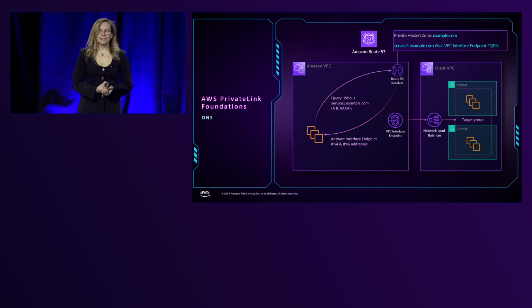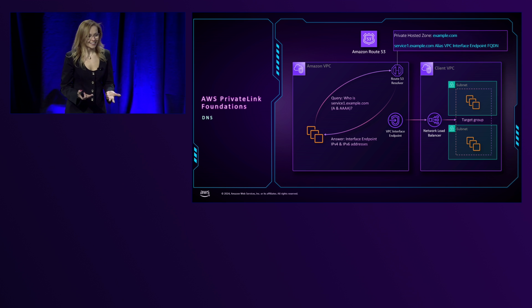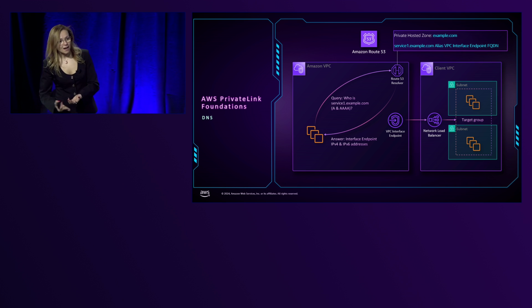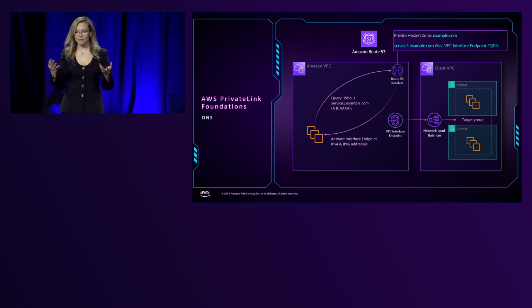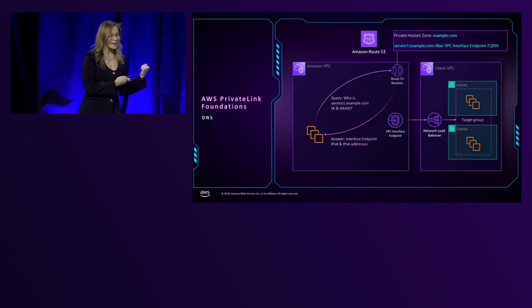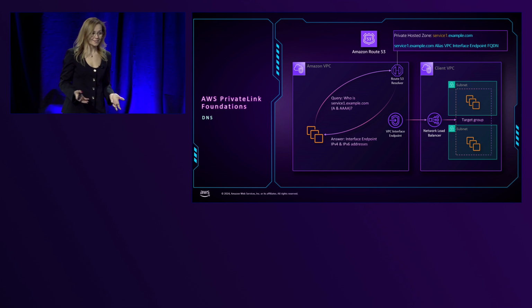From a DNS perspective, a lot of times you folks ask, well, how is DNS managed for PrivateLink? AWS managed services have, in their majority, private DNS managed. For your custom managed services, either the service provider can manage DNS, or you can manage DNS on the VPC using private hosted zones.